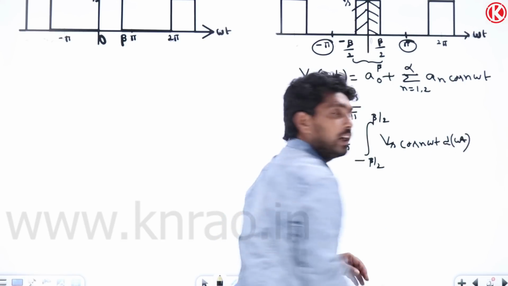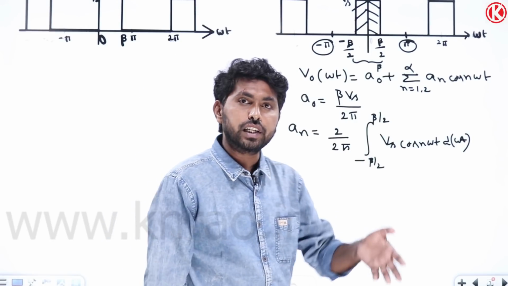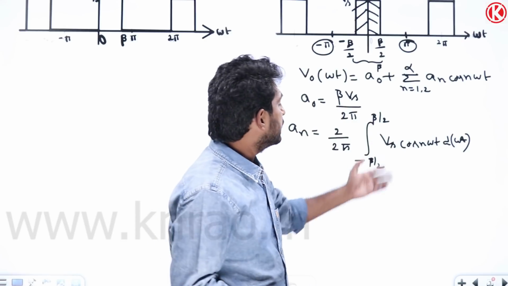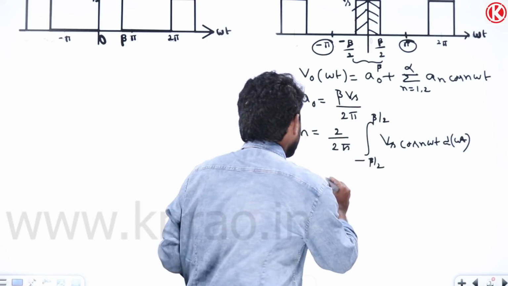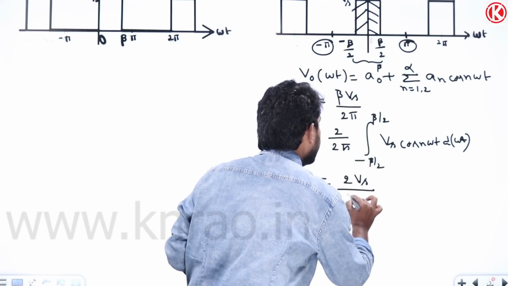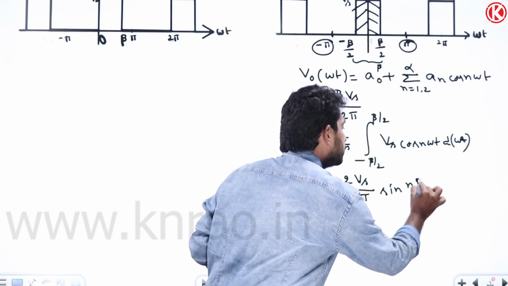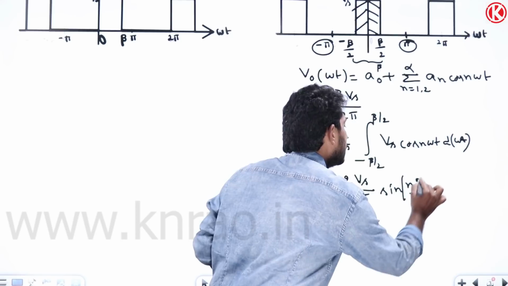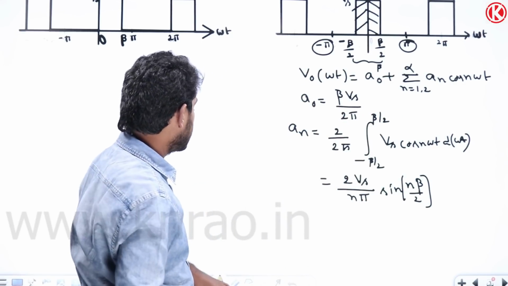So it will be cos n omega t into d omega t. If I substitute this, the integration of cos n omega t is sin n omega t. If I substitute the lower limit and upper limit, I will get 2 sin beta by 2. So after solving this, I will get 2 Vs by n pi into sin n beta by 2. Now we got the expression.